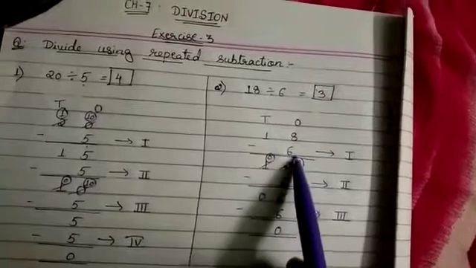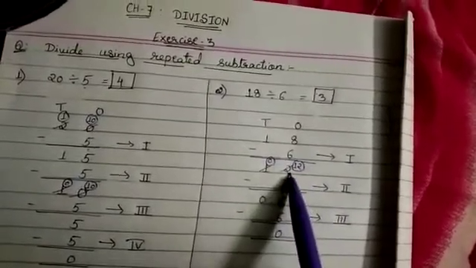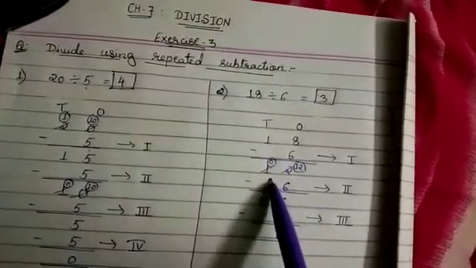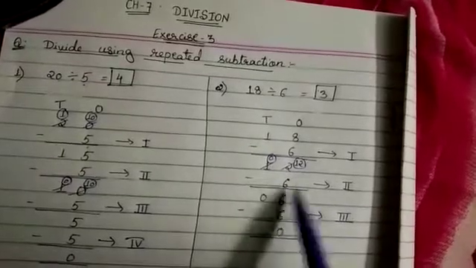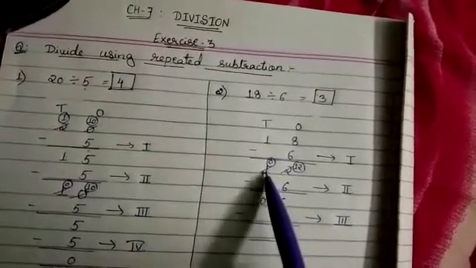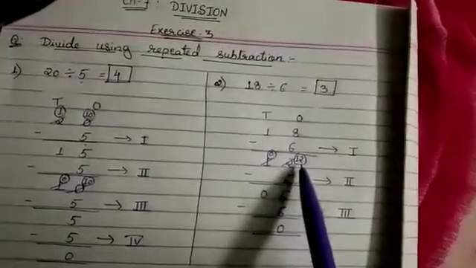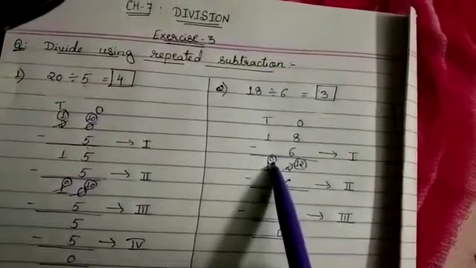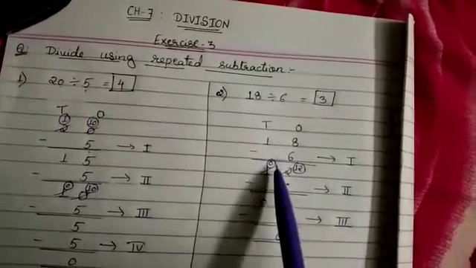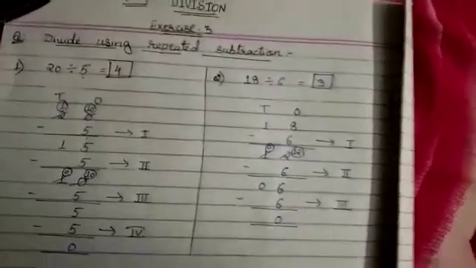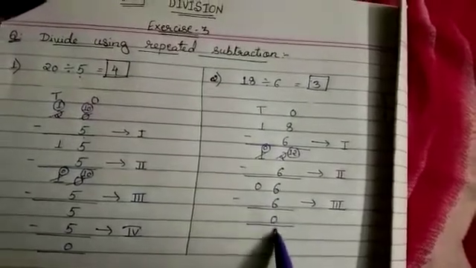So here we have to subtract 6. So 8 minus 6 is 2. This 1 will be here. Again this 12 minus 6. So 2 is less than 6. That means we have to take borrow from 1. So this 2 will be converting to 12 and this 1 will be converting to 0. Now 12 minus 6 is 6 and this 0 will be 0. Now again we have to subtract by 6. Now 6 minus 6 is 0.